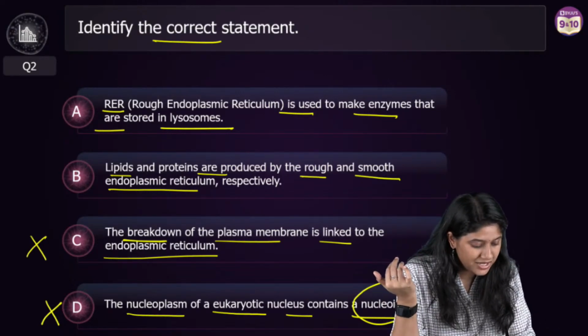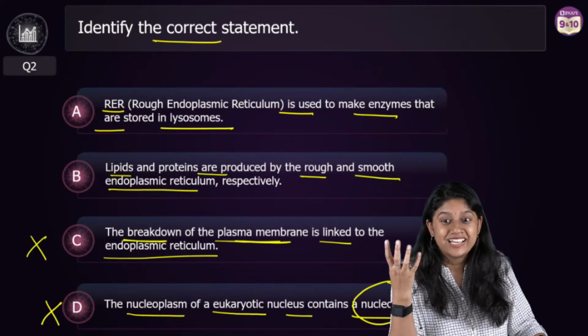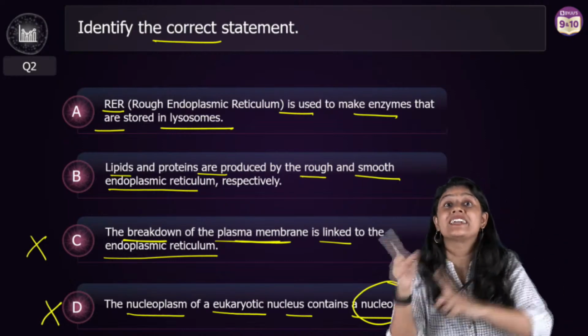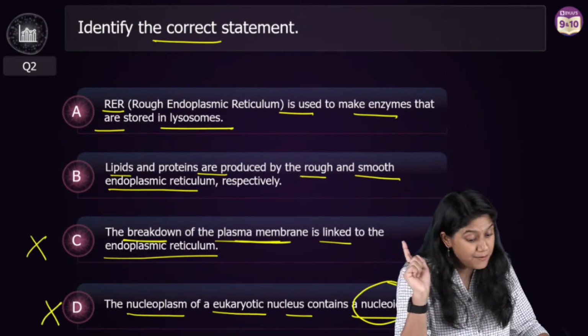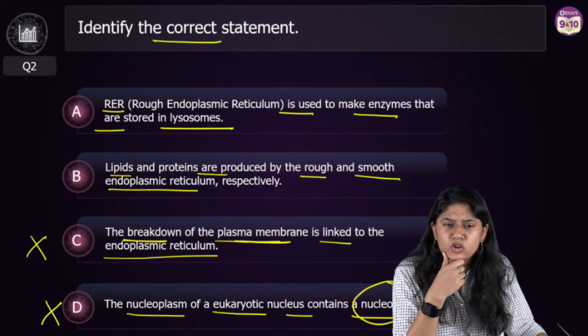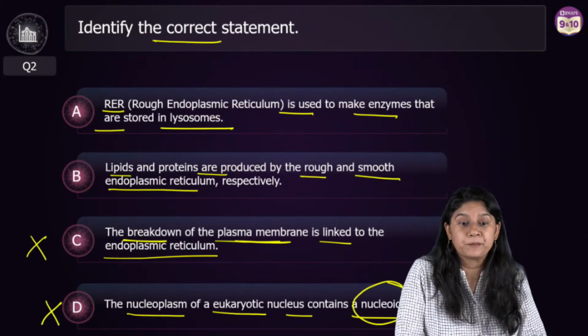The breakdown of the plasma membrane is linked to the ER? No. The making of the plasma membrane is directly linked to the ER, membrane biogenesis. I'm sure many of you are asking, ma'am, why not B could be the correct answer? How many of you have a doubt in B, why B is not the correct answer?